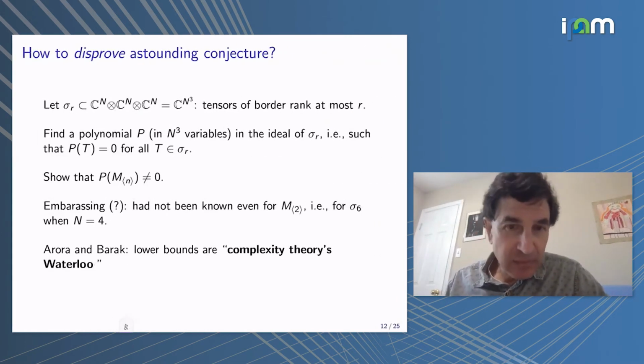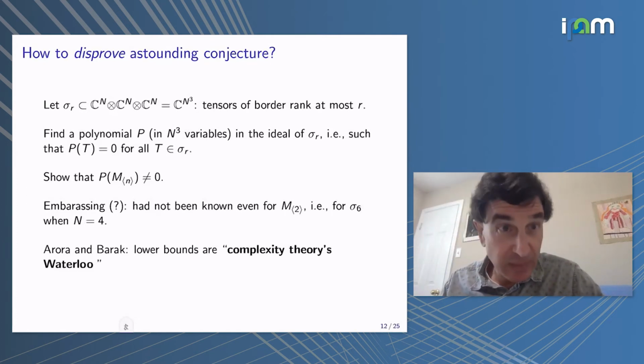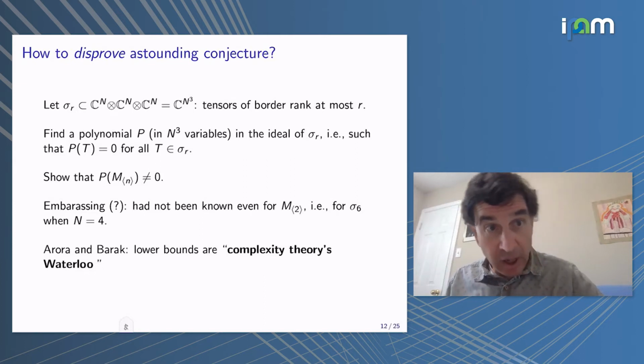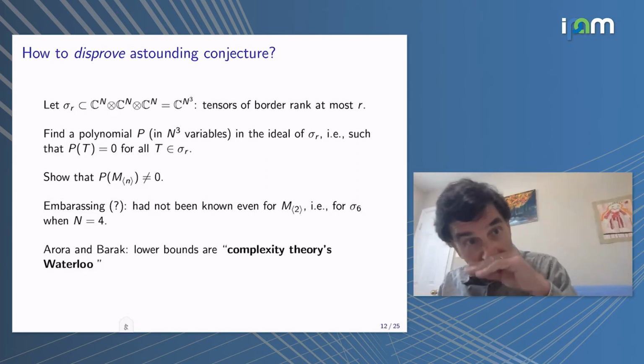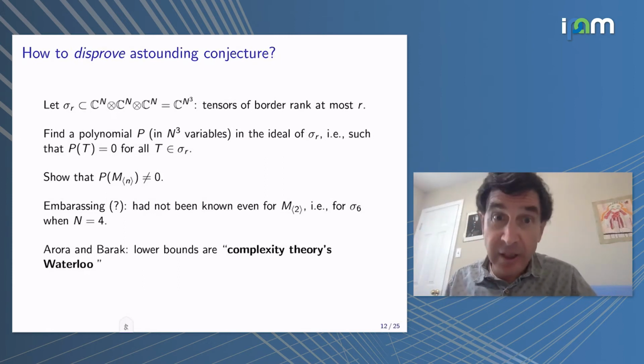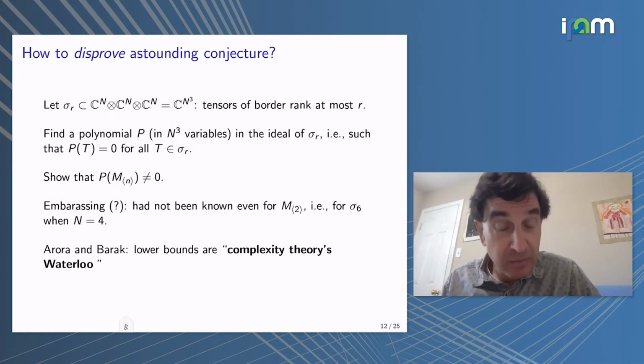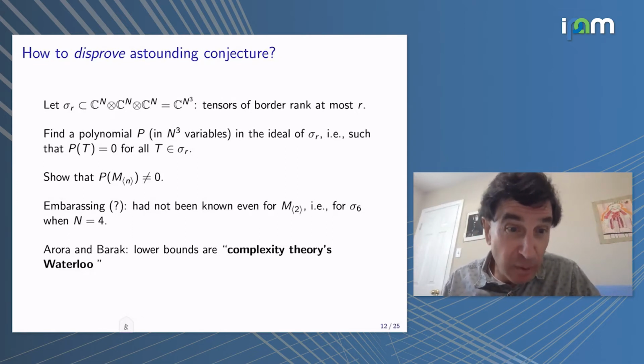And I point out that in complexity theory, there were spectacular results on getting more and more efficient algorithms for matrix multiplication. Computer scientists are very good at thinking up brilliant algorithms, but lower bounds, according to the main textbook by Arora and Barak, a chapter of their textbook is called Lower Bounds, Complexity Theory's Waterloo.